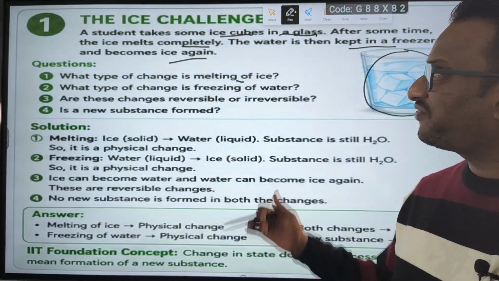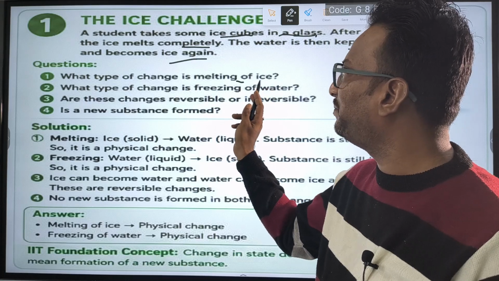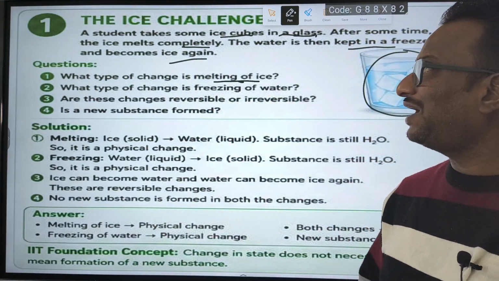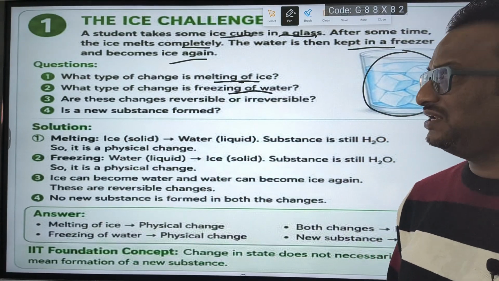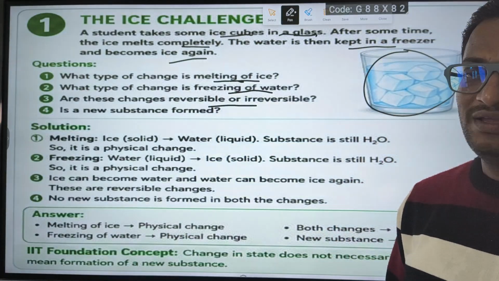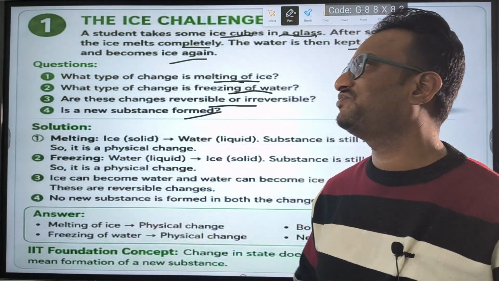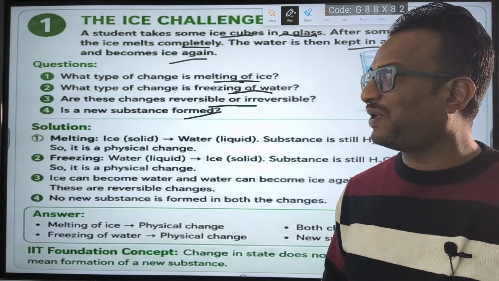So, from this, we will get a few questions. What type of change is melting of ice? What type of change is freezing of water? Are these changes reversible or irreversible? Is a new substance formed? These are the questions that a child got in his mind.